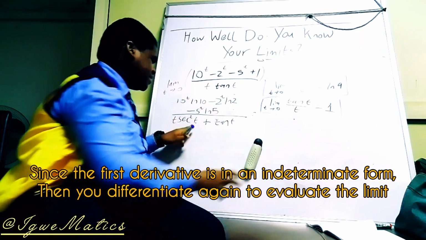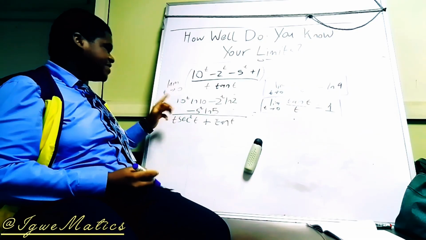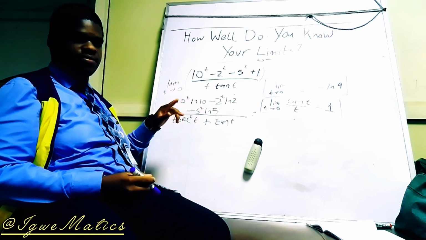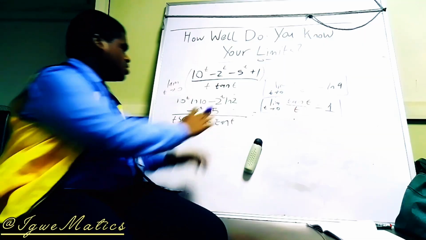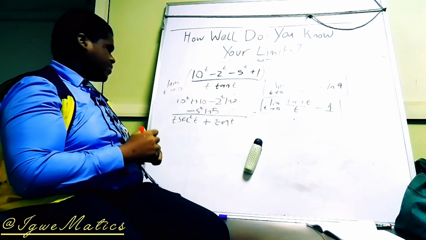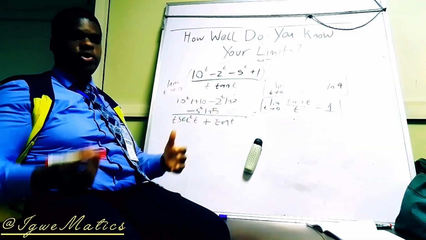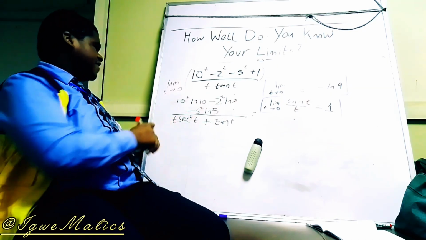This is us differentiating the first time. So I'm going to leave this here and differentiate the second time. And when I differentiate the second time, ln 10 will be a constant. ln 5 will be a constant. ln 2 would also be a constant. You understand? Okay, that's all the constants. ln 10, ln 2, and ln 5 will be constant because they don't have t inside them. So let's differentiate the second time.